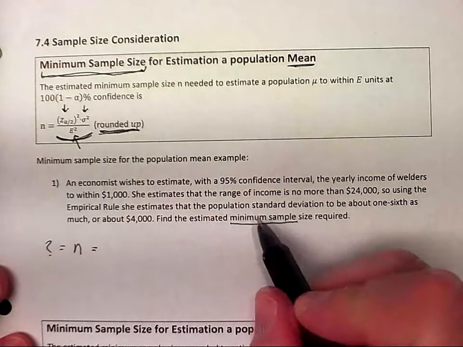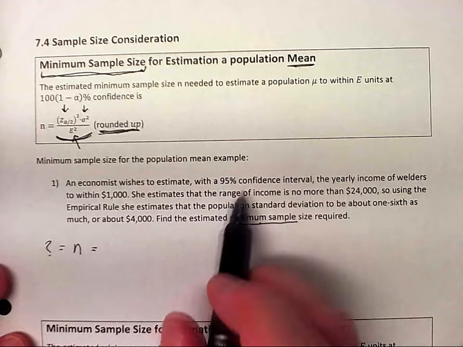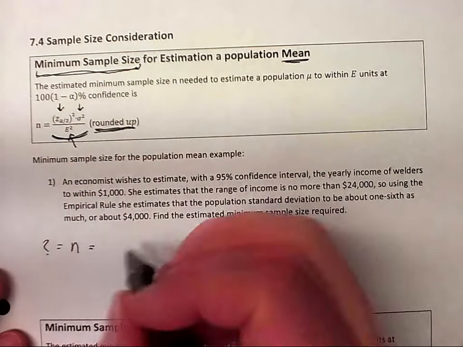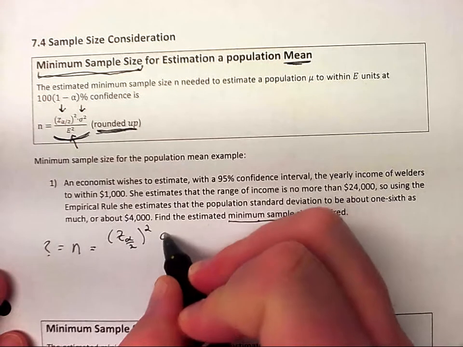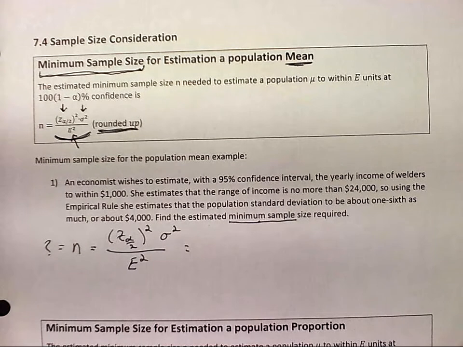All right. So now that we know we need to calculate the minimum sample size of something, and we know that something is an average or a mean, now we know that we should be using this formula right here. So we have z sub alpha divided by 2 squared times sigma squared divided by e squared. And let's see if we can fill in these values.